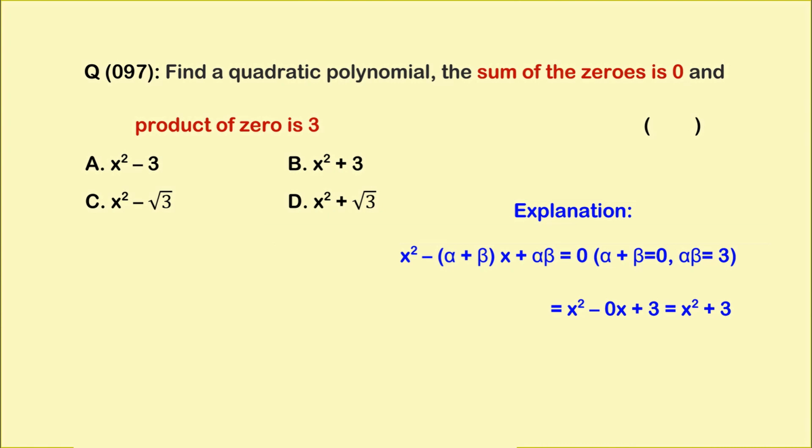Question number 97. Find a quadratic polynomial. The sum of the zeros is 0 and the product of the zeros is 3.